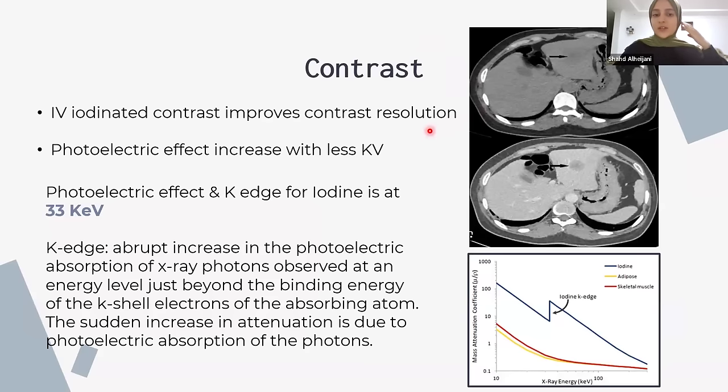So we said contrast will help us with improving the contrast resolution. And this is just an extra point. We said if we have less voltage or less energy, we have better photoelectric effect, so the image will be clearer. But the contrast resolution is improved with contrast. So for example, if you don't have contrast, you can see there is a vague abnormality in the liver, for example. But adding contrast will make it brighter, so you can see.